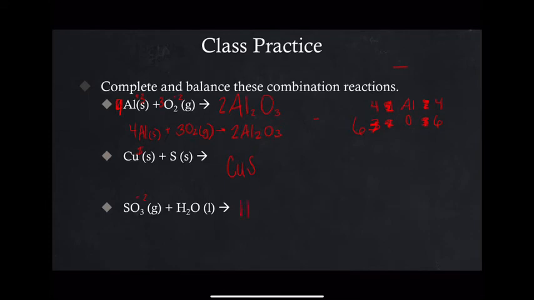So it's going to be H2SO4, okay? And so now we have to balance it. So let's get here so we can balance. So we've got 2 H's on the left, 2 H's on the right, 1 S and 1 S, 4 O's and 4 O's, and it appears to be already balanced for us.